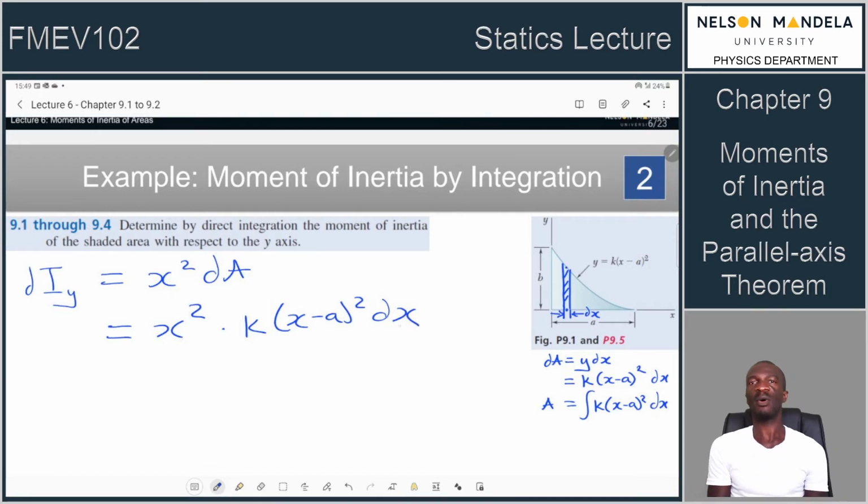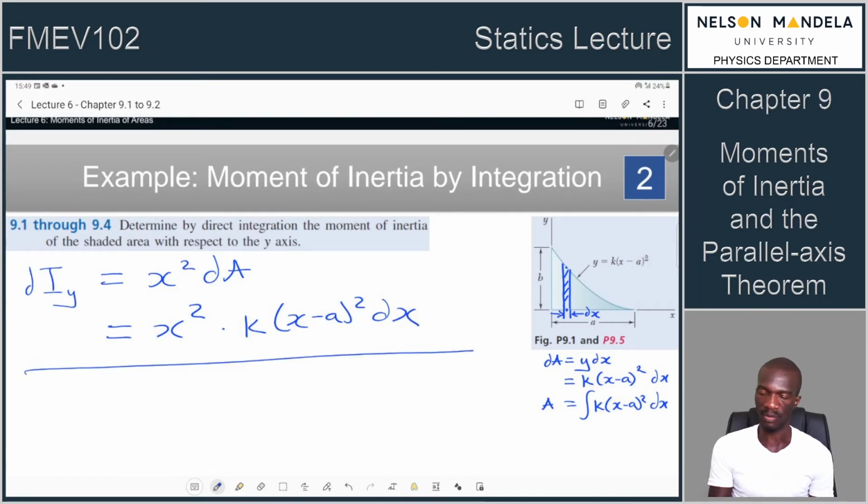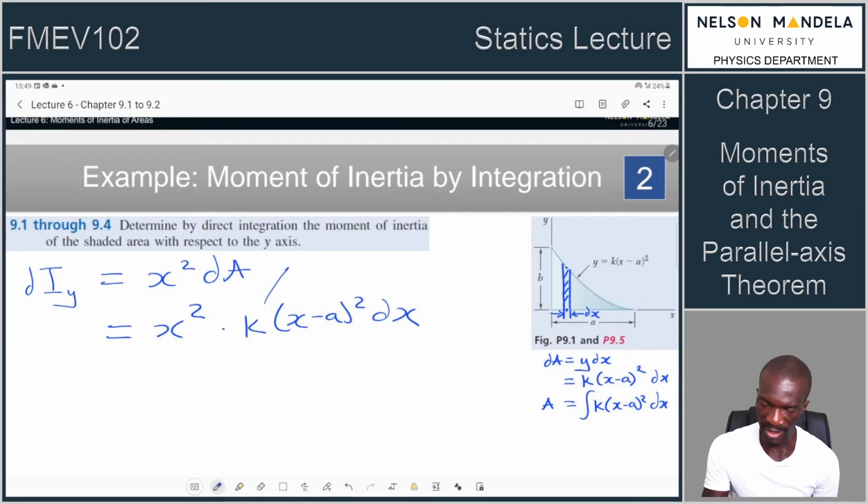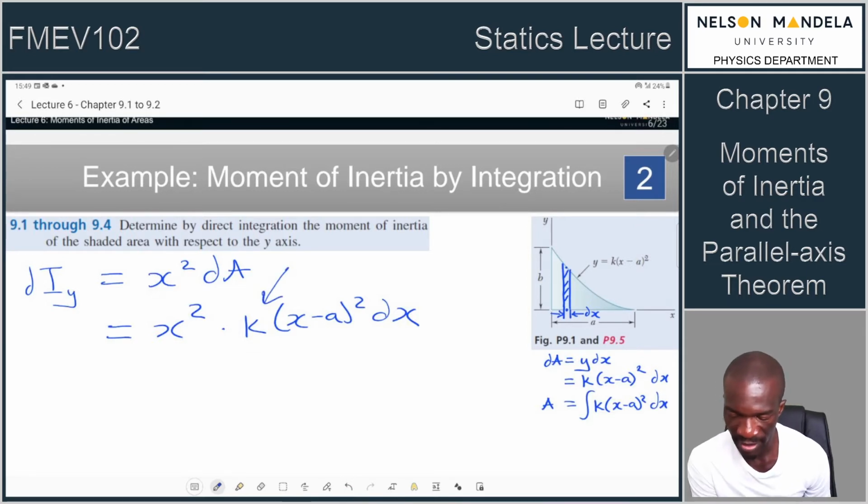That would be our moment about the y-axis. So if you want to clean this equation, you can make use of the limits of this equation, where x is equal to 0 or y is equal to 0, so that you find k. Then you can write your k in terms of the parameters a and b, and then you've got your equation.